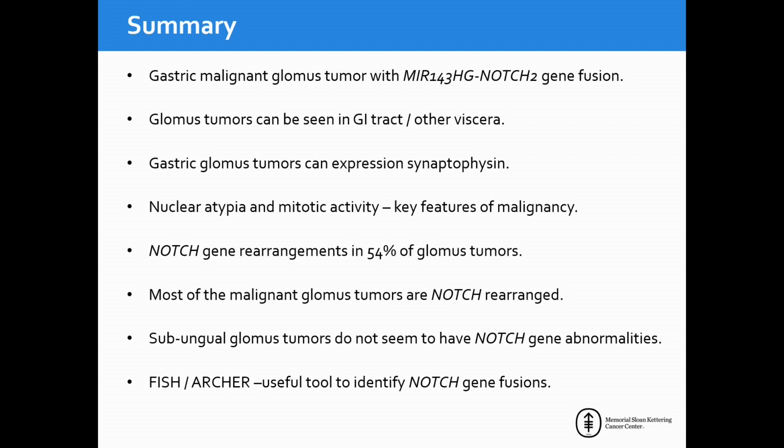Notch gene rearrangements are seen in about slightly more than half of glomus tumors, and most of the malignant glomus tumors appear to be Notch gene rearranged. And interestingly, most of the subungual glomus tumors, the most typical location for glomus tumors, do not seem to have a Notch gene abnormality. So maybe the genetic abnormalities of those tumors are different. And FISH or Archer is a very useful tool to identify the Notch gene fusions.